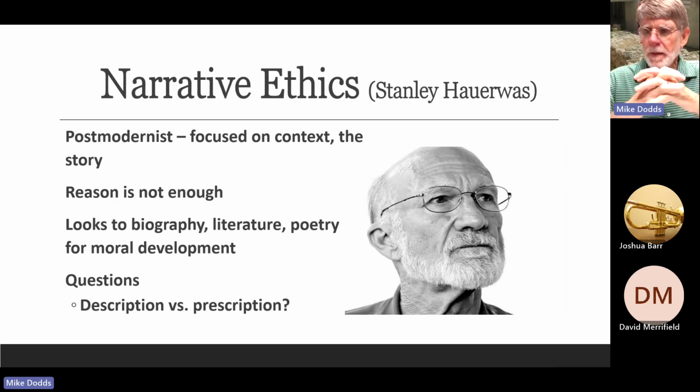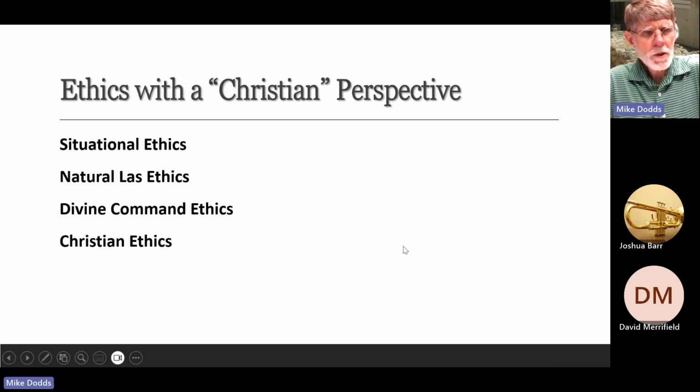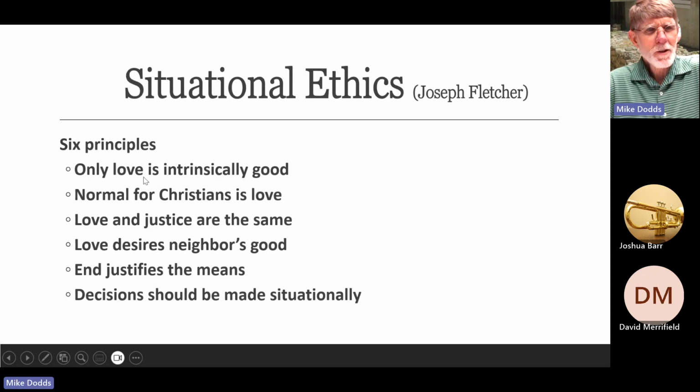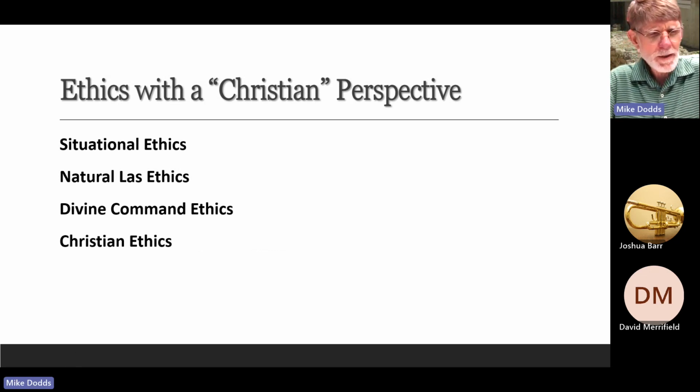There is an Islamic biblicist, meaning they've got their book, they've got their epistemology in something that's outside of themselves, an authority structure. And so that's what we're thinking of here with Christian ethics, situational ethics, natural law. Boy, did I spell that wrong. Let me go back up that slide. It should be natural law ethics. Got to change that. Divine command ethics, and then I add in Christian ethics.